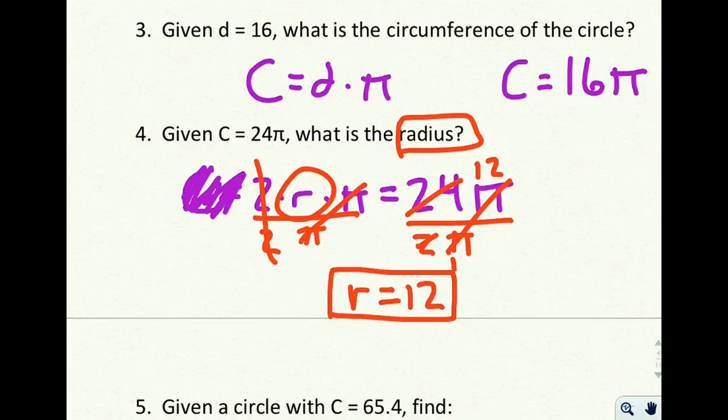If you don't believe it, the radius is 12, it means the diameter is 24, which means the circumference is 24 with a pi next to it, so 24 pi, which is where we started. So you can always work backwards if you're not sure if you did your calculations right.